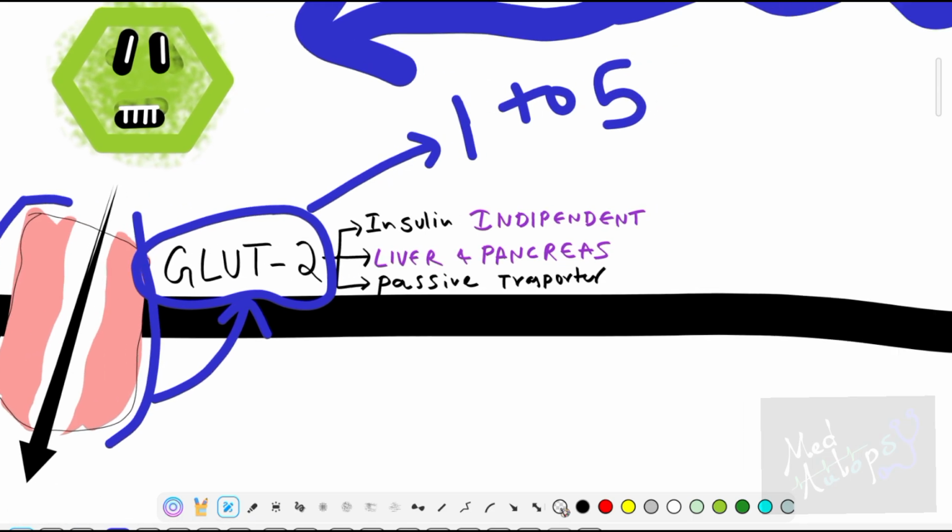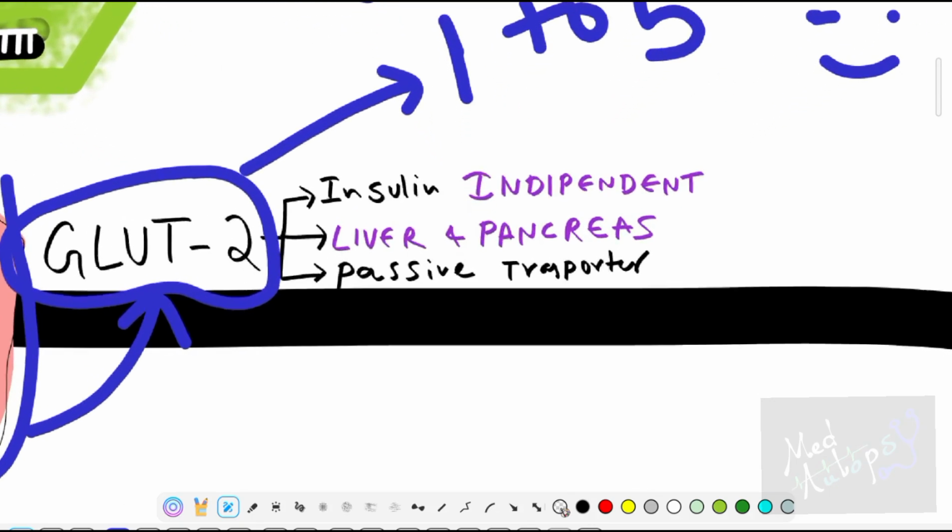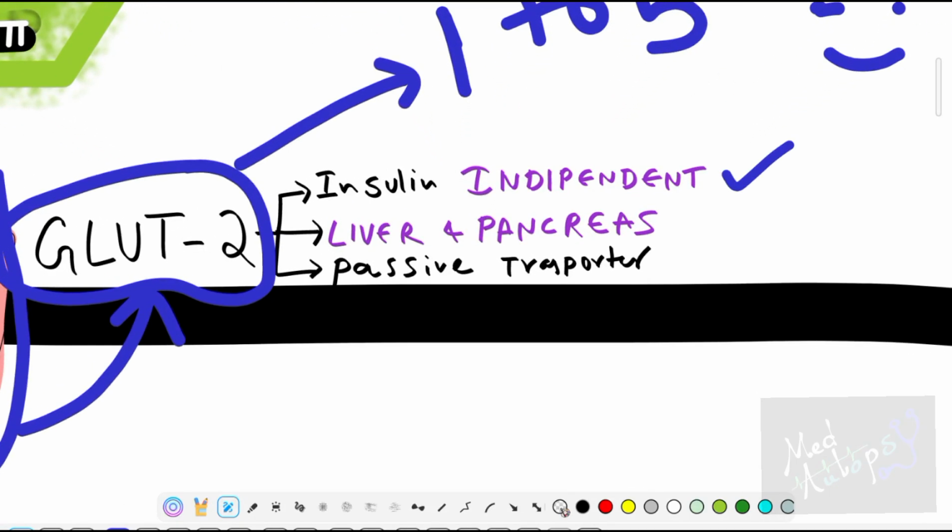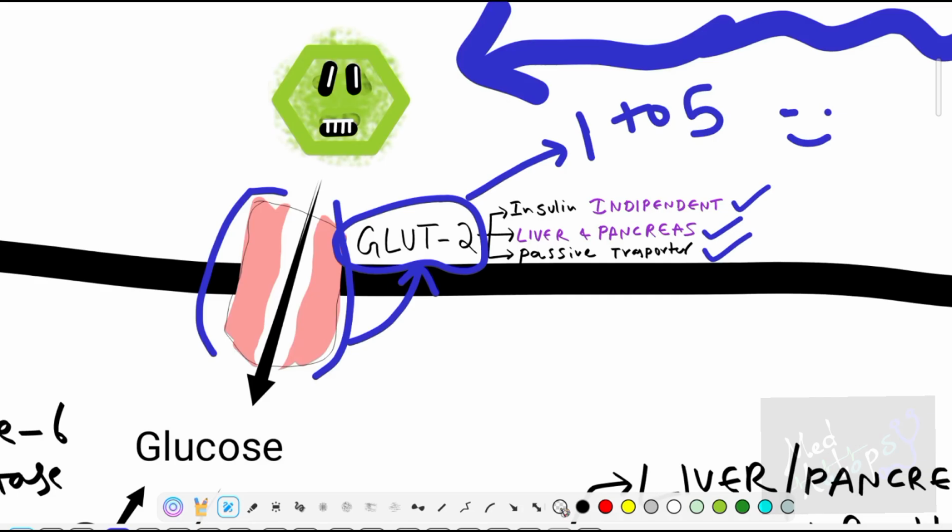We'll discuss more about these receptors. For example, we'll discuss whether they are insulin dependent or insulin independent, where their location is, and whether they are active or passive. For example, the GLUT2 receptor is present both in the liver and pancreas.